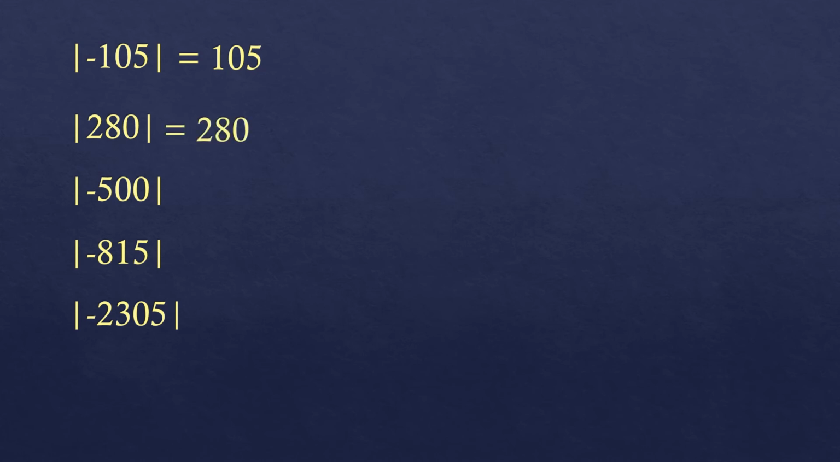The absolute value of 280 is 280. The absolute value of negative 500 is 500. Because again, it's 500 units from 0 going to the left because it's negative. And the absolute value of negative 815 is positive 815. The absolute value of negative 2305. Of course you can draw this on the number line, but you can just imagine it. It's a distance from 0 going to the left up to negative 2305. That's a distance of 2305 units.